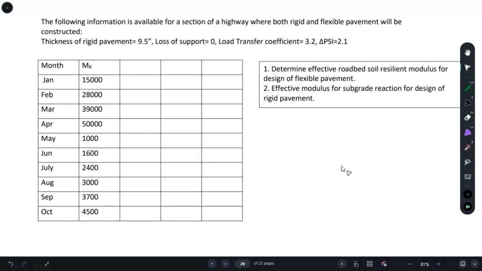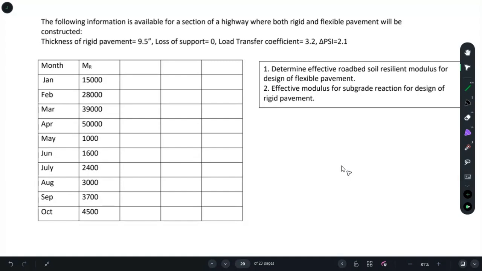That is because of climatic actions. January, February, March, and separate months have separate climatic actions. In some period of a year, there might be cold, in some period there might be rainfall, and in some period there might be a warm season. So the modulus of resilience value changes over time. So here we are to find out the effective roadbed soil resilient modulus.